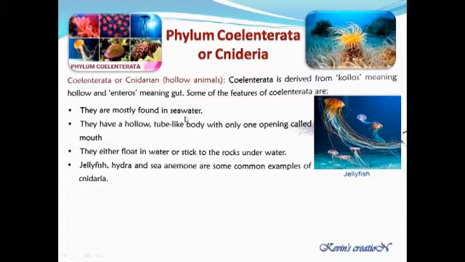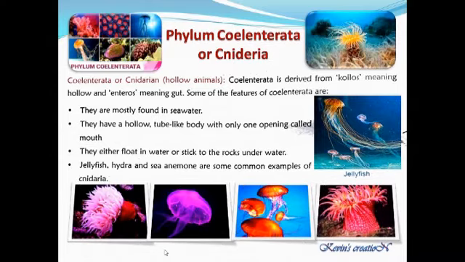They are mostly found in sea water. They are very beautiful animals. They have hollow tube-like body, but they have got only one opening, that is mouth. They don't have anus. So taking in food and removing the waste, all this is done by this mouth only, the single opening. They either float on water or they can stick to the rocks under the water. Now let us see the examples. So here you can see the jellyfish, hydra, sea anemone and some other common examples of Cnidaria. These are also very, very beautiful.